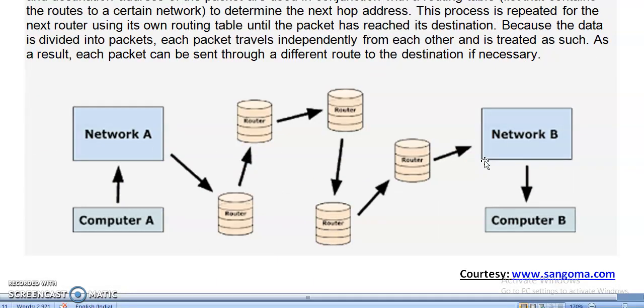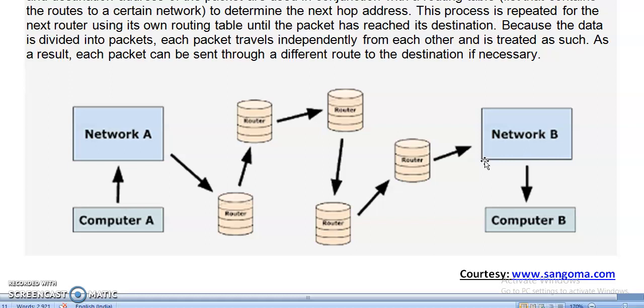So here we can see data from a computer in network A has to be sent to computer B in network B. So IP routing will see that once the data is sent from a computer in network A, it goes from one router to another router, and another to another router. So the packets, which were made of data from computer A, are routed through different routers and then sent to a network.